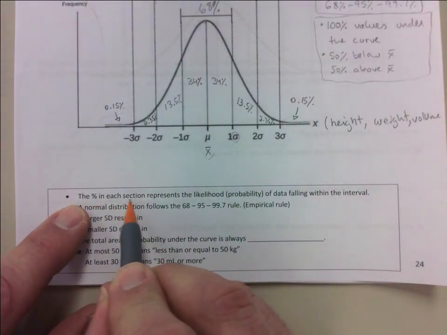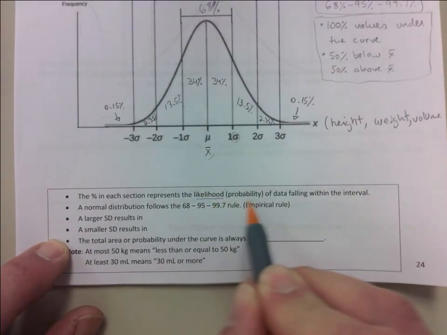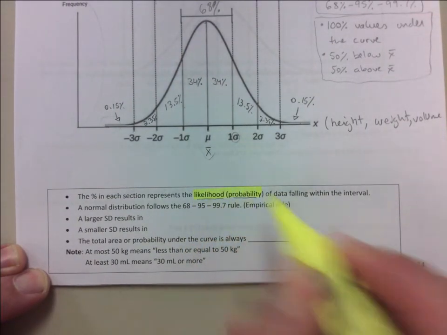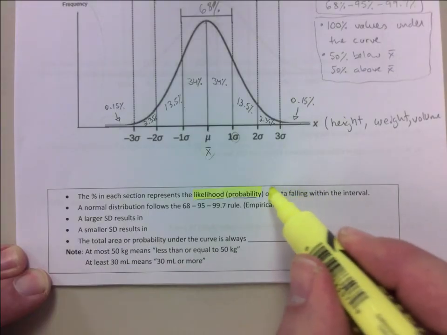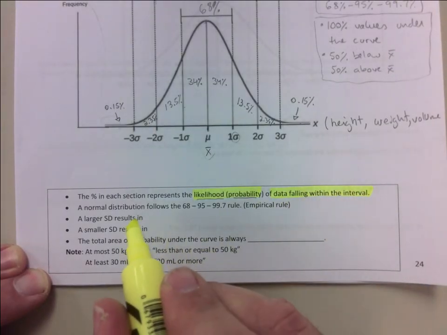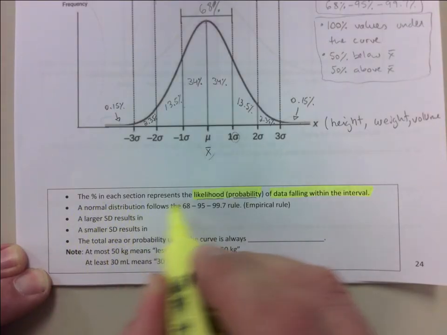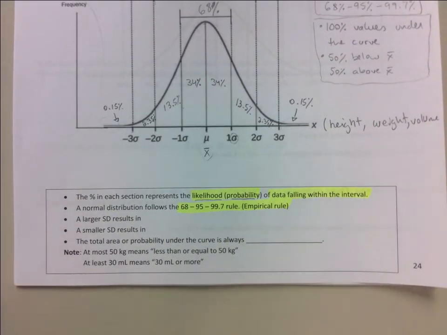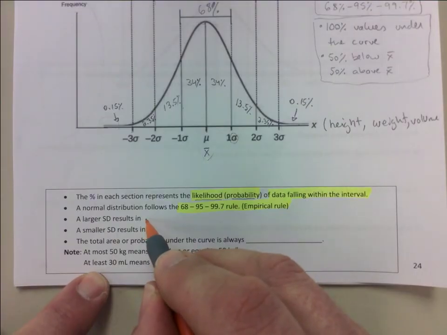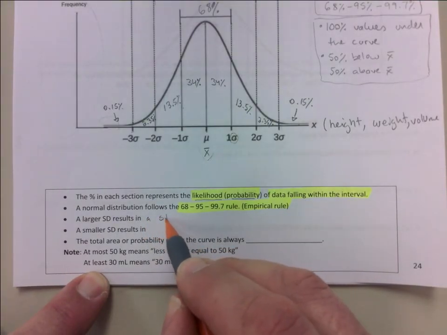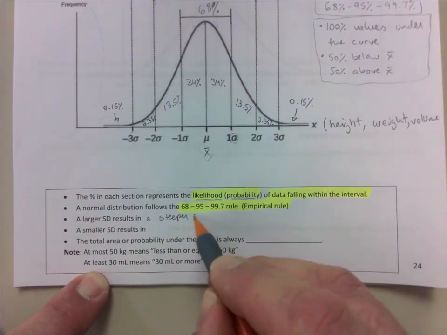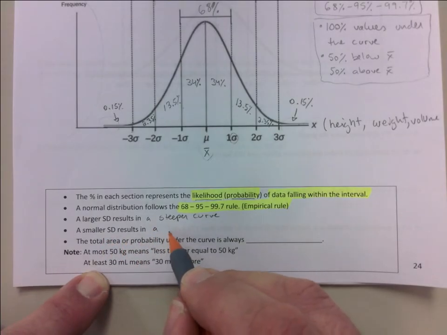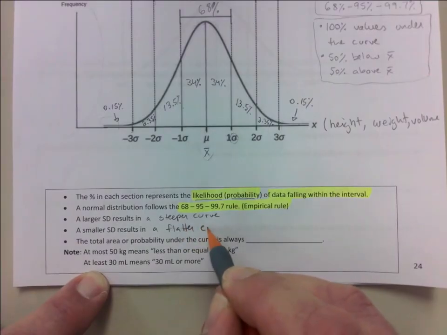The percentage in each region represents the likelihood or probability of the data falling within that interval. A normal distribution follows the 68, 95, 99.7. A larger standard deviation results in a steeper curve. A smaller standard deviation results in a flatter curve.